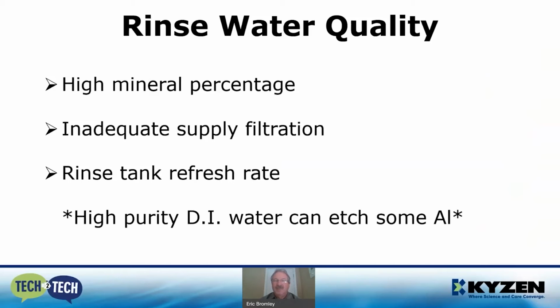And along with the rinse water quality, one note is that high purity DI water can actually etch some of the softer aluminums. So if you are seeing a problem where some of your parts are becoming etched, or you're seeing some markings on the aluminum, it could be the purity of the water used in the rinse. It's just too high.